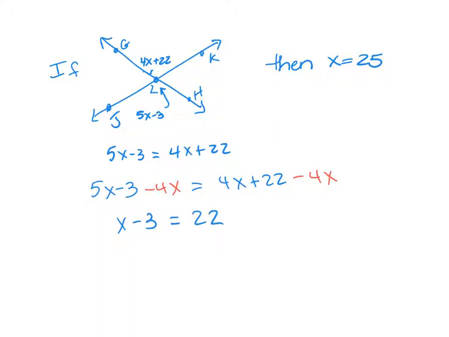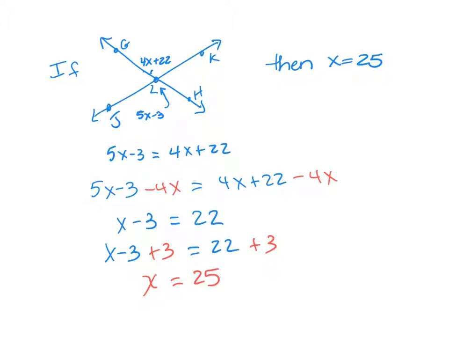And now I have to add 3 to both sides, so x minus 3 plus 3 equals 22 plus 3. And now I clean up again, substitution, x equals 25. So I proved my thing.